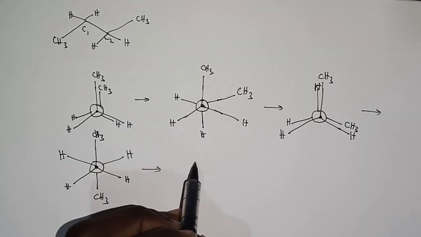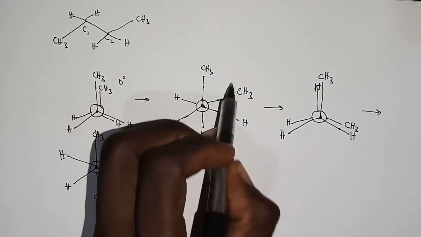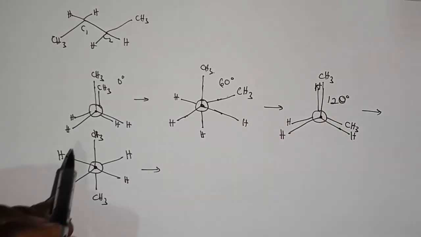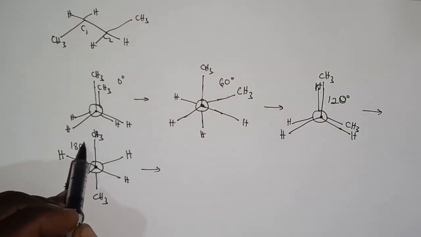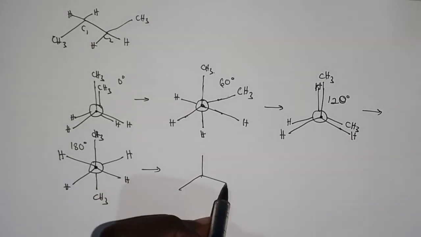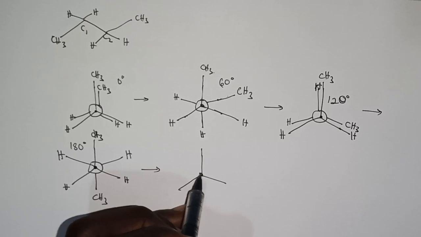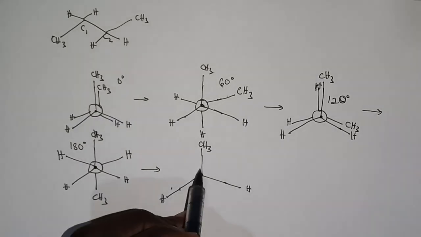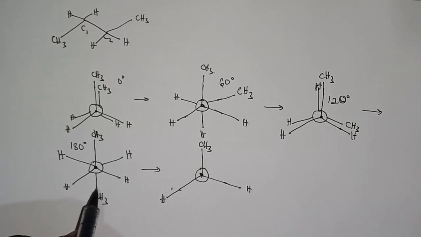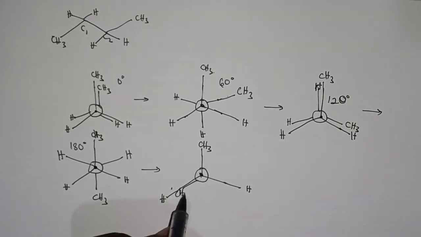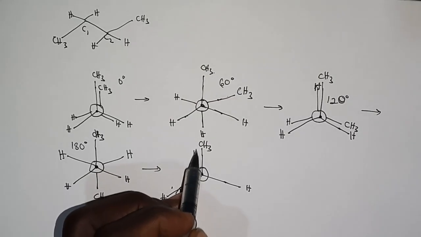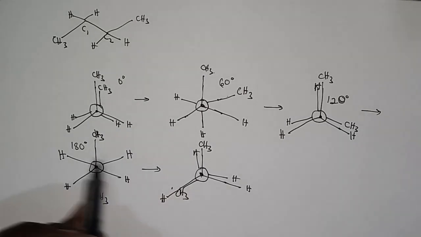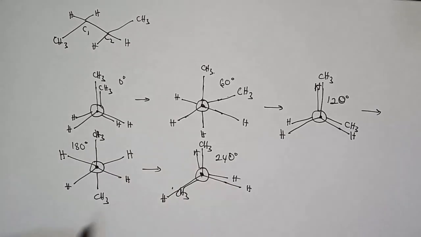Let's rotate it again. So this is 0 degrees, 60 degrees, then plus 60, 120 degrees, and then plus another 60, so this is 180 degrees. So let's rotate it again. So this is the front carbon. So we have a CH3 here, and then there are protons here, and then there is also a proton here. So if we rotate it another 60 degrees, you see that this CH3 will come here. So we have a CH3 here. And then this proton will go to the top. Then we have a proton here. And then this proton will come to this position. So we have another proton here. So this is the 240 degrees rotation.